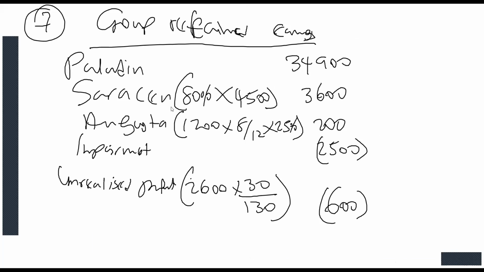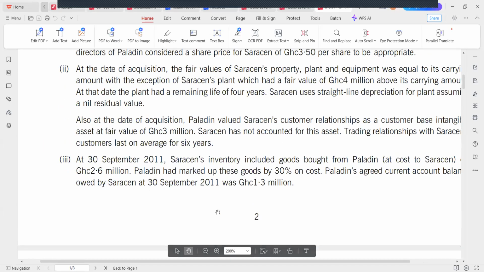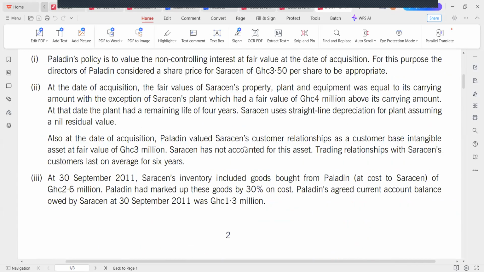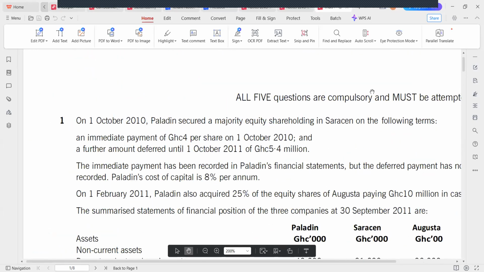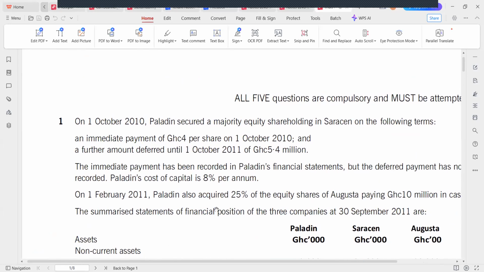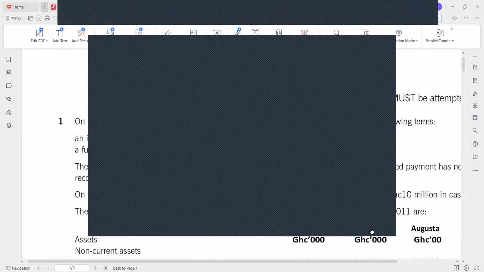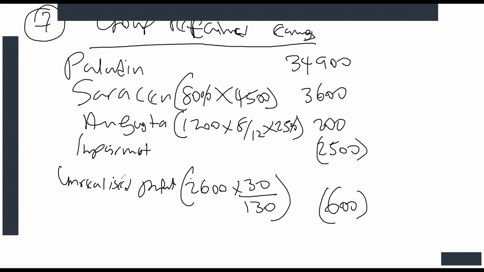I think we've done everything. Left with one bill: the unwinding of the discount. Anytime there's deferred consideration, you must find a provision on the discount. It's a finance cost, so it will go against the parent profit. So you can call it unwinding of discounts.